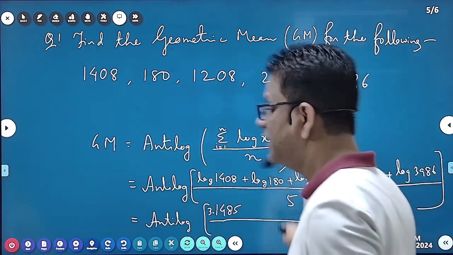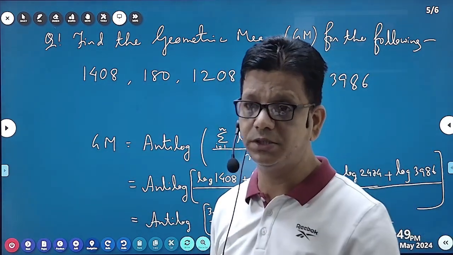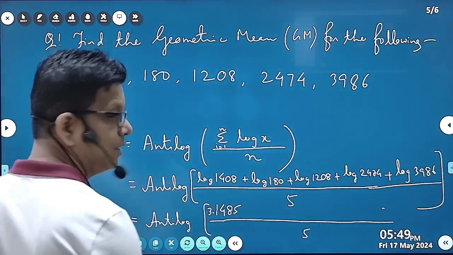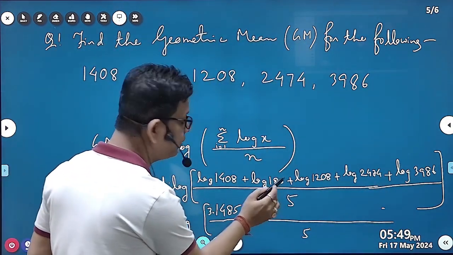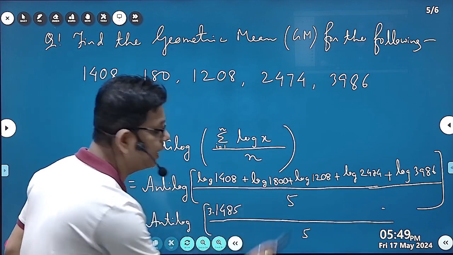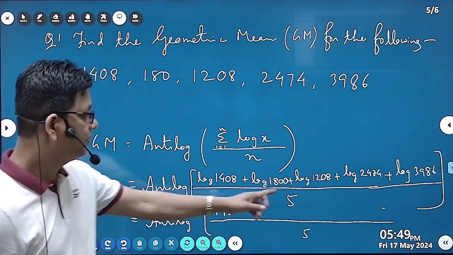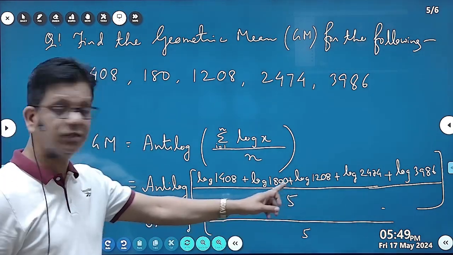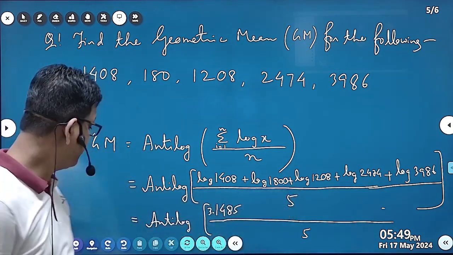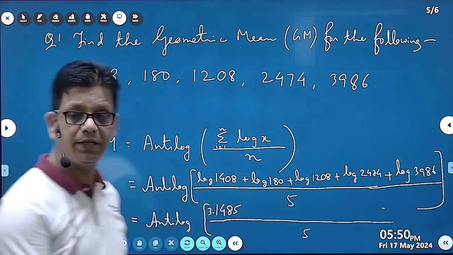Now here it is 180. The problem is we read the table for 4 digits, so you can think of putting 0. Actually it's not required. Why? Because there is no mean difference column to use, so directly you can think of 18.0.